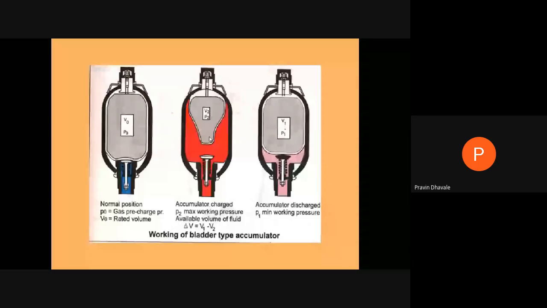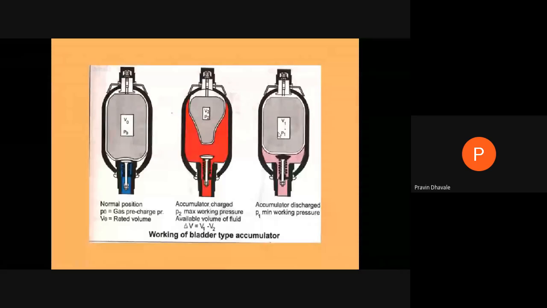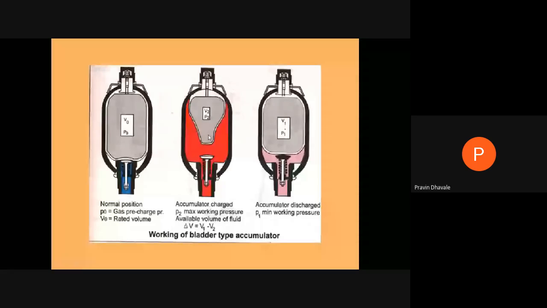Even a small, minute change can happen in the pressure of the gas. This bladder is a rubber element and it has certain inertia. Any change in pressure or volume will affect the operation of this accumulator. As it has fewer functional parts, it is less expensive. These are the advantages of the bladder type accumulator.